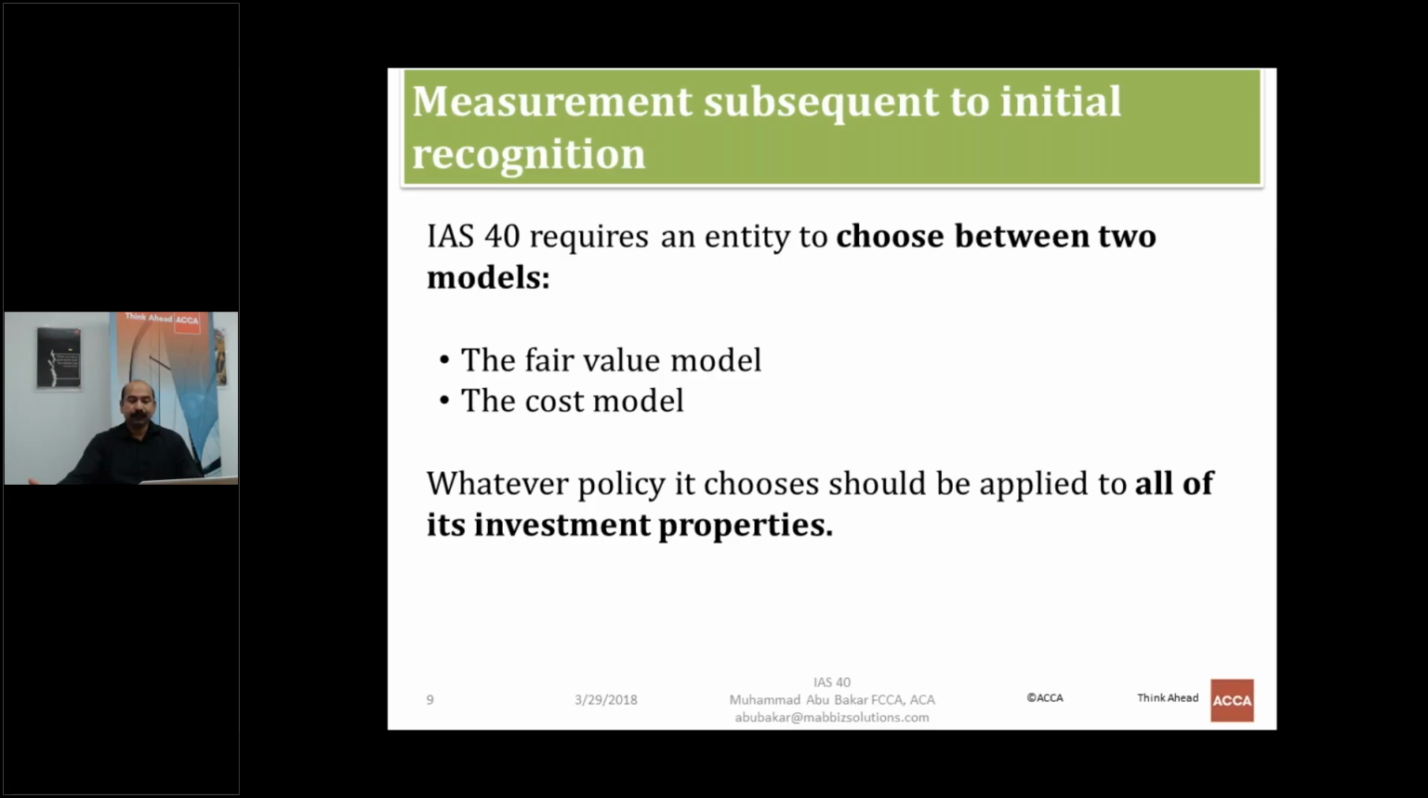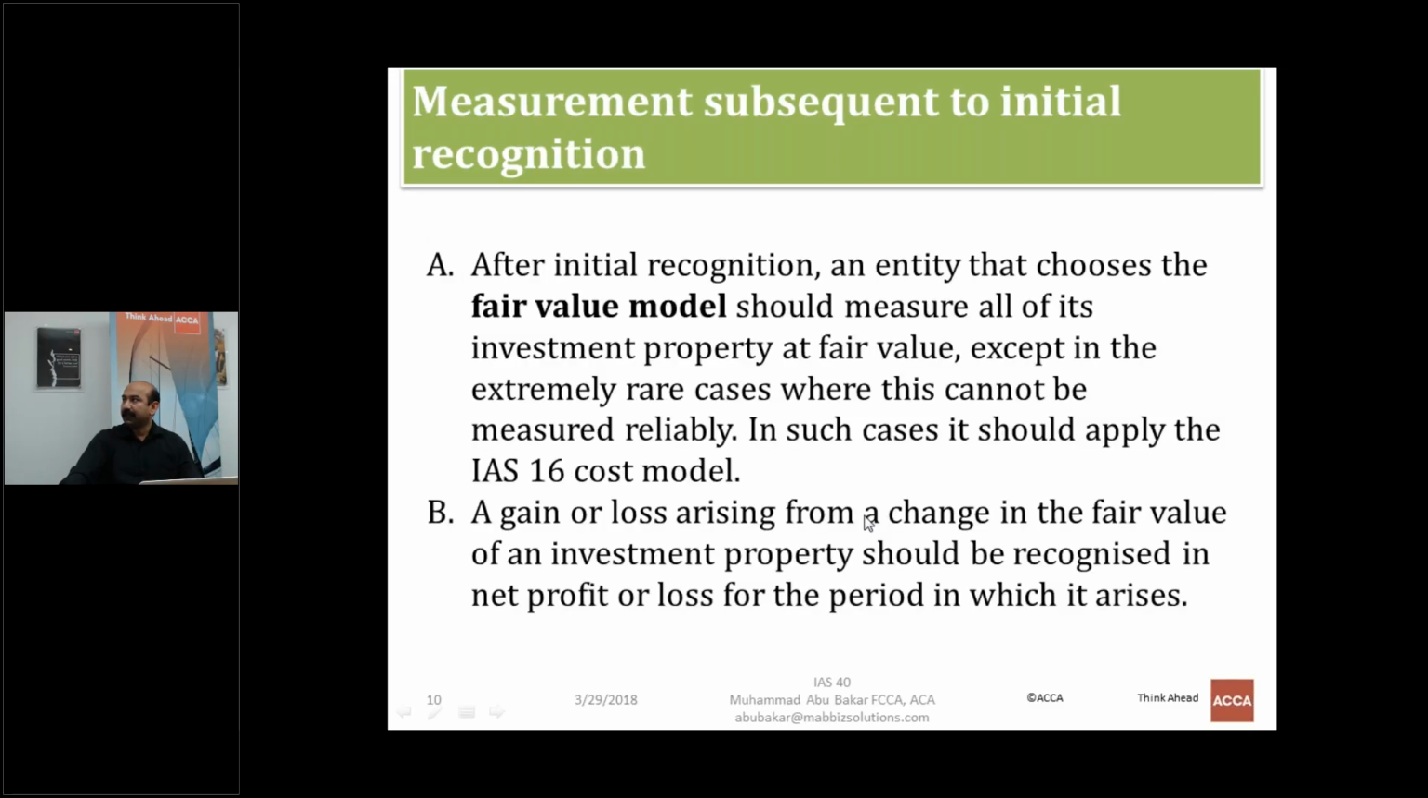When a lessee uses the fair value model to measure an investment property that is held as a right of use asset, it shall measure the right of use asset and not the underlying property at fair value. Next, after initial recognition, an entity that chooses the fair value model should measure all of its investment property at fair value, except in extremely rare cases where this cannot be measured reliably. In such cases, it should apply the International Accounting Standard 16 cost model.